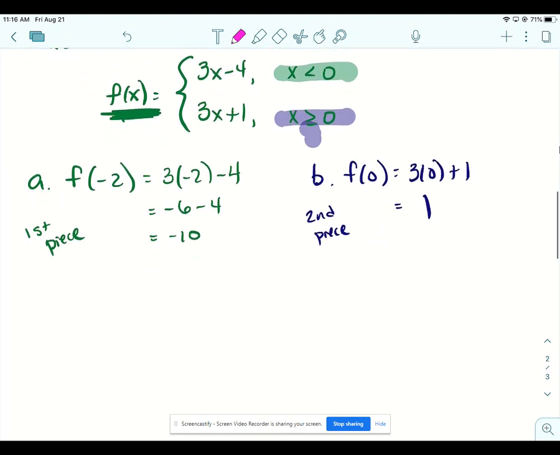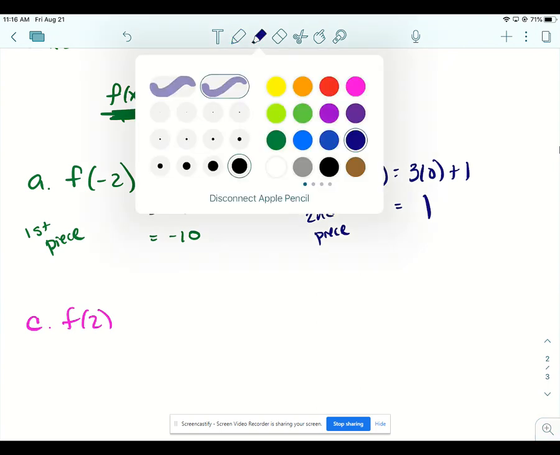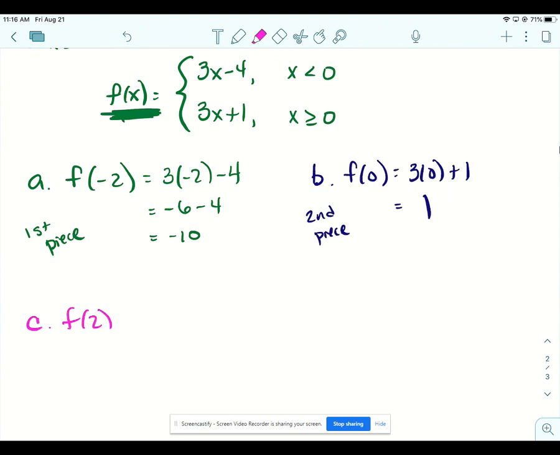Okay, we're going to do one more. So for C, we're going to find f of 2. So you guys go ahead and decide which piece you think we should use. I'm going to rewrite this just so you can see it a little bit better. All right, so you ask yourself, is 2 going to be less than 0 or greater than or equal to 0? Definitely greater than 0. So we're going to use the second piece. So we just put 2 in for x, and we're going to get 7.